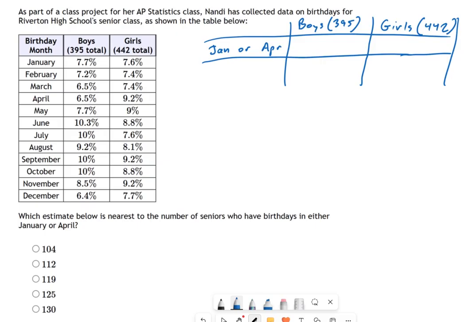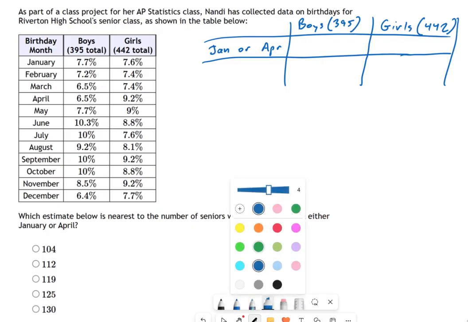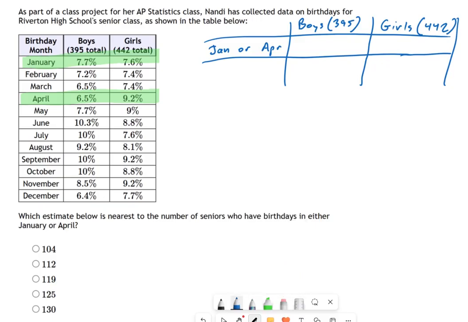And you might think, well, okay, all I have to do is add up those percentages for January and April and we're good, right? Well, it's not quite that simple. So here's January, and here's April. What you have to do is approach this a little separately. You have to keep the boys and girls separated while you're calculating what these percentages mean.